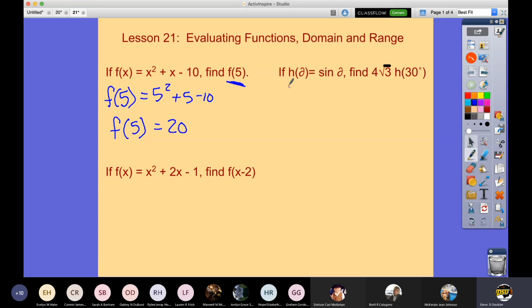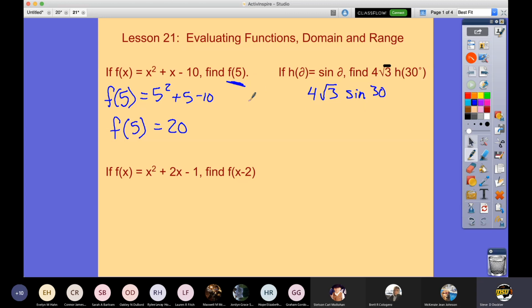For the next one, if h of theta equals sine of theta, find 4 square root of 3 h of 30. All right, well, what this one is saying here is we're going to find 4 square root of 3, and then we've got to use this h function. Well, the h function is sine of theta here, and they tell us that theta is 30 degrees.